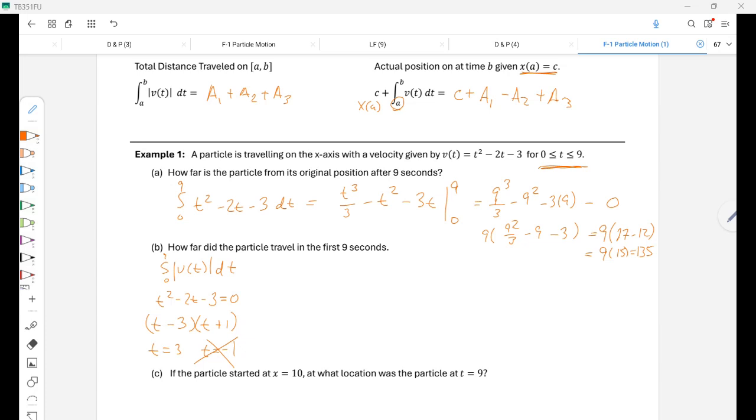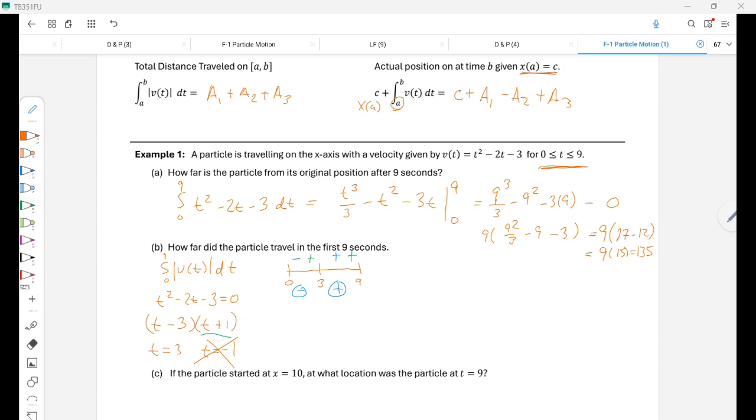So we'll do our sign chart. We'll start at 0, we'll end at 9, we'll hit at 3. And we will consider both signs. So t plus 1 is always going to be positive. That felt like the one I was going to have to think harder about. And t minus 3 just follows the normal minus plus. So our particle started out moving to the left and then ended up moving to the right.